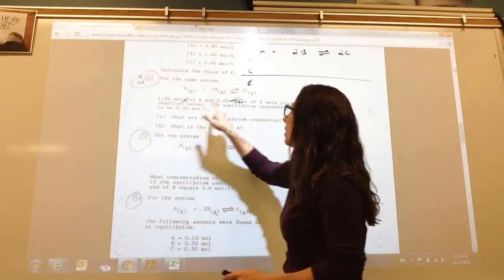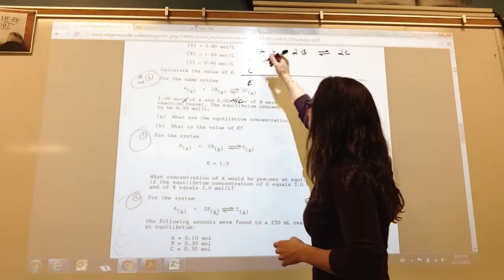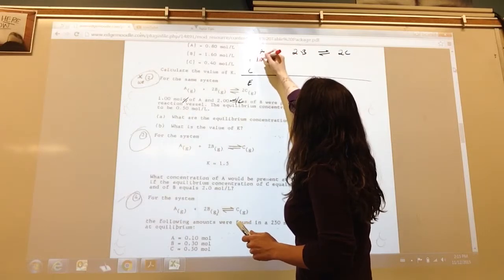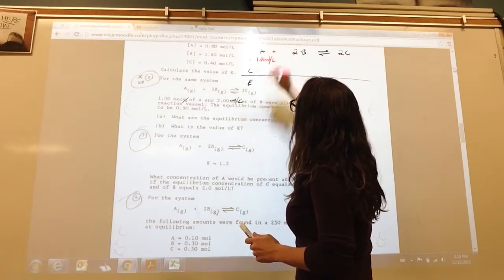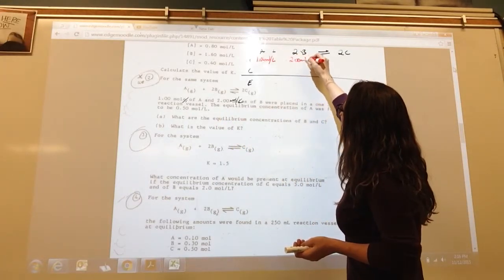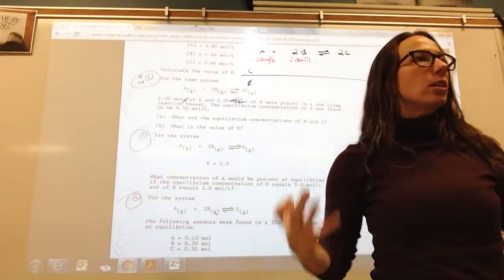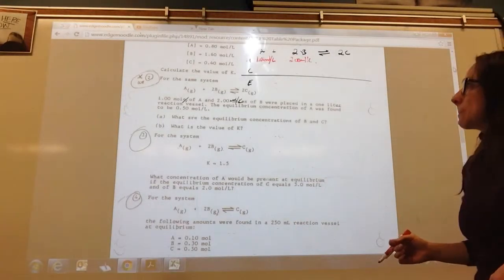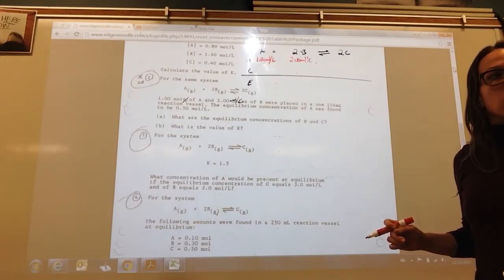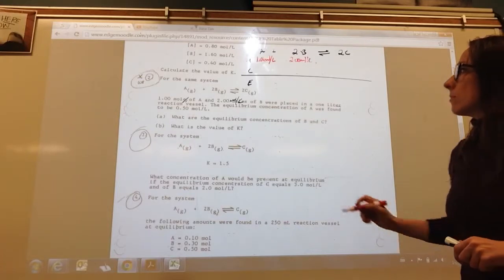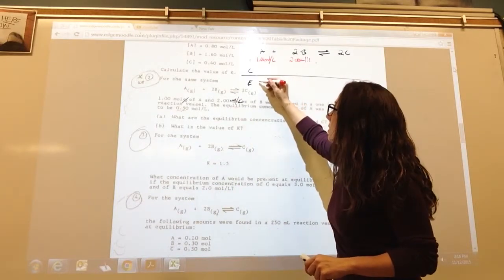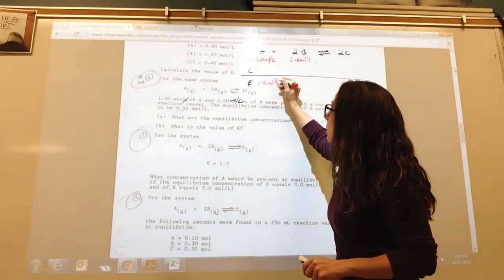Okay. So 1 mole per liter of A, so those are my initials, right? Lots of colors here. I think it was red. So 1.00 moles per liter for A initially, and initially 2.00 moles per liter for B. What other information can I get out of my paragraph? The concentration of A was found to be 0.50 moles per liter at equilibrium. So at equilibrium, A is 0.50 moles per liter.